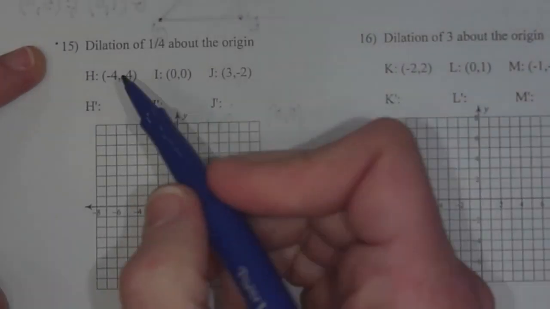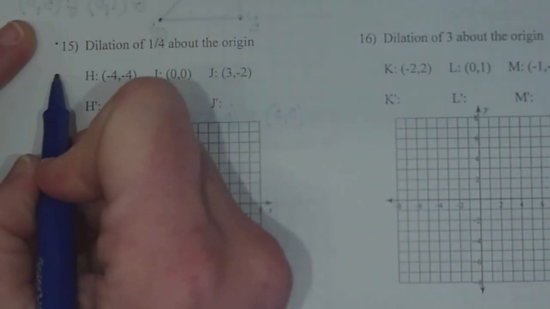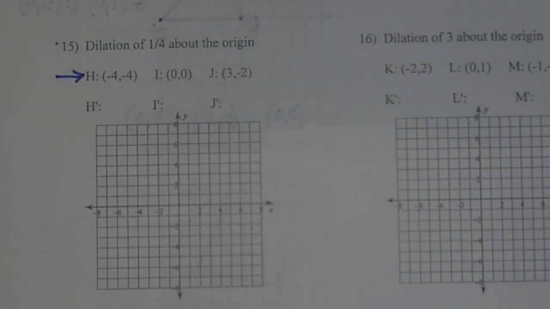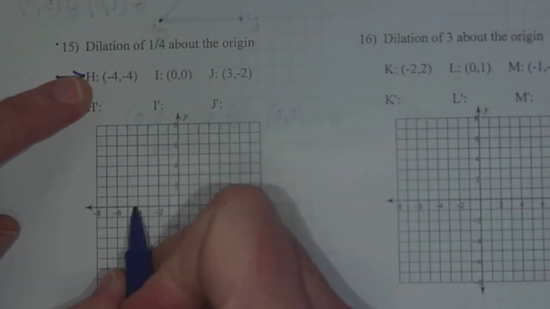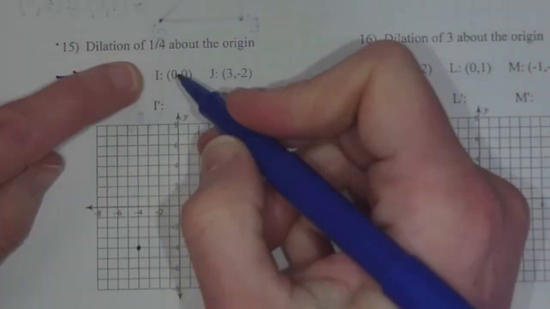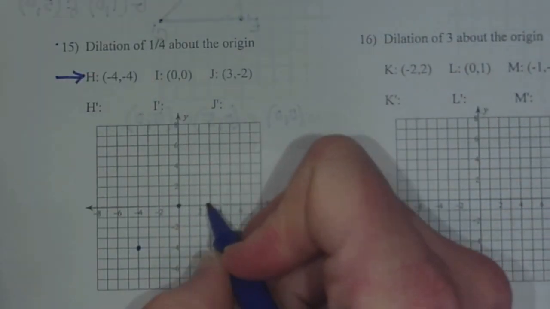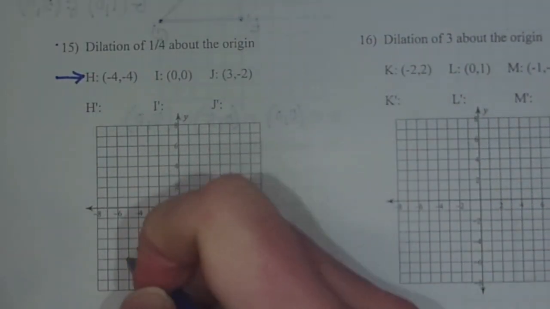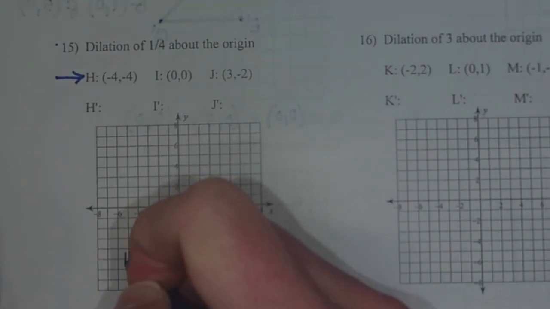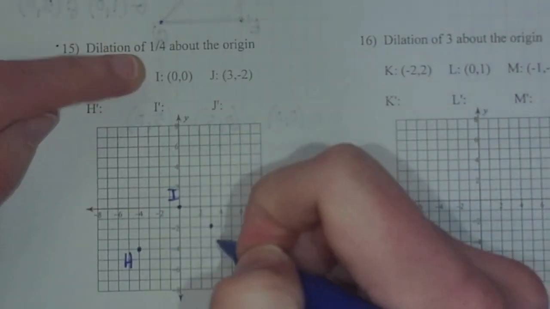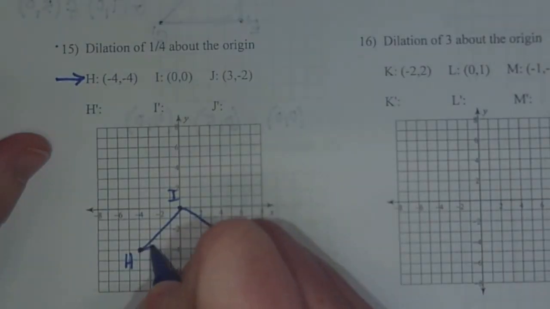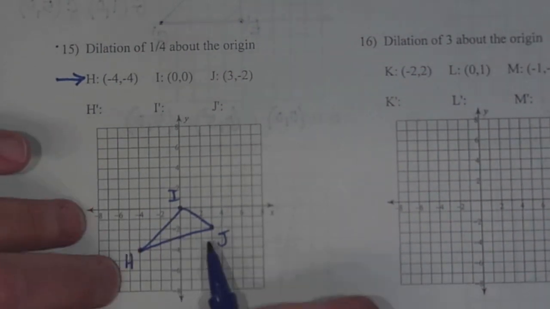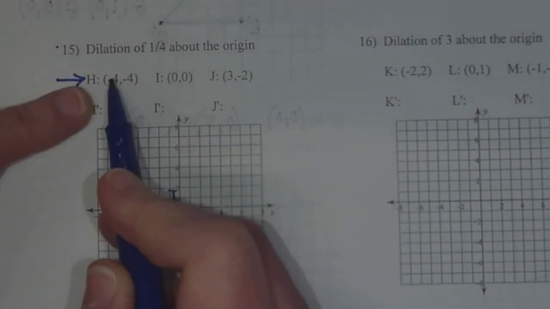We're going to talk briefly about this one just so you know what to do. First thing you're going to do is put the original shape on the graph. They don't show you the original shape, they just tell it to you with the ordered pairs. So you would first need to graph negative 4, 4, and then 0, 0, and then 3, negative 2. And make sure you label those points: H, I, and J. And then the nice part about this is you don't have to figure out the ordered pairs, they're just right here. So you could go ahead and start multiplying.